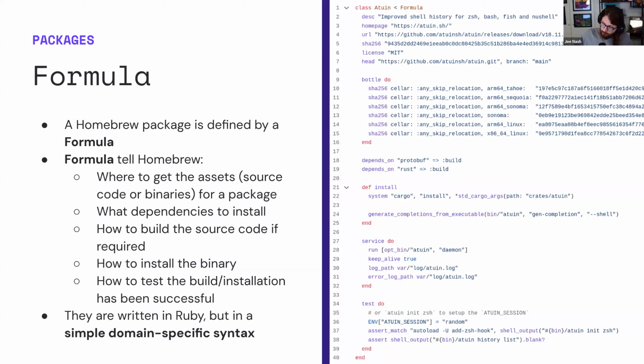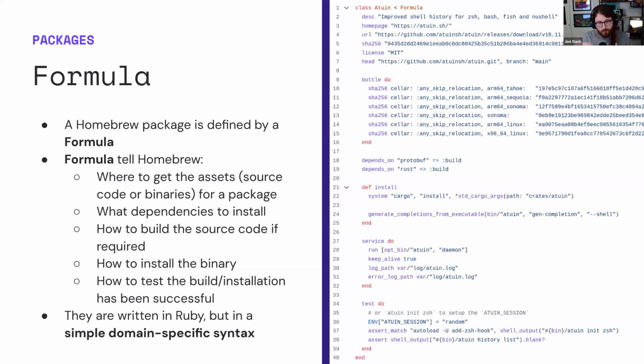You can see here on the right is an actual formula definition. This is for a piece of software that I love called Attune. It is written in Ruby, and that can initially be quite intimidating. Ruby is not as popular a programming language as it once was, but a really important thing about a lot of the Homebrew ecosystem when it comes to interacting with Ruby is, although Ruby is the programming language, they have made a declarative, simplified syntax at the point where people have to interact with it to define packages.